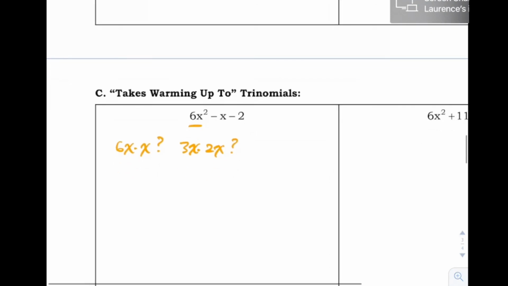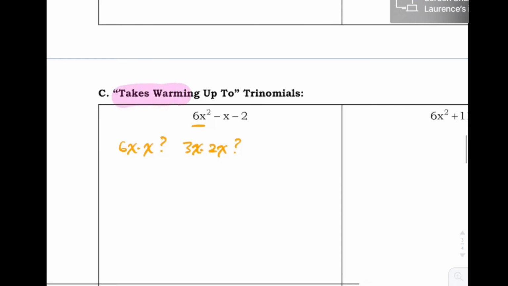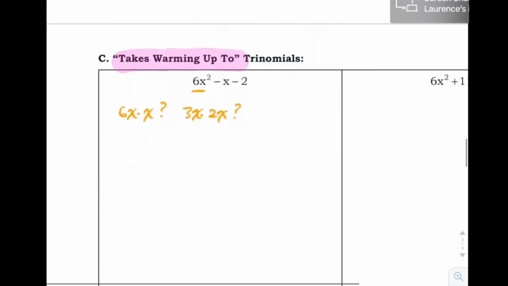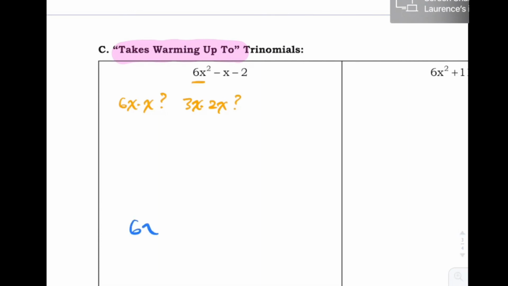So what you have to do then, and that's why I say that these take warming up to, is that you have to be in the mood for a puzzle. If you're in the mood for a puzzle, then it's like, great, settle down and get yourself a nice little Sudoku type puzzle. Settle down and say, okay, here we go. We're going to maybe think of this as 6x times x, and we're just going to see if it works. And if it doesn't work, we'll have to cross this off and try that. First, let's see if it works.